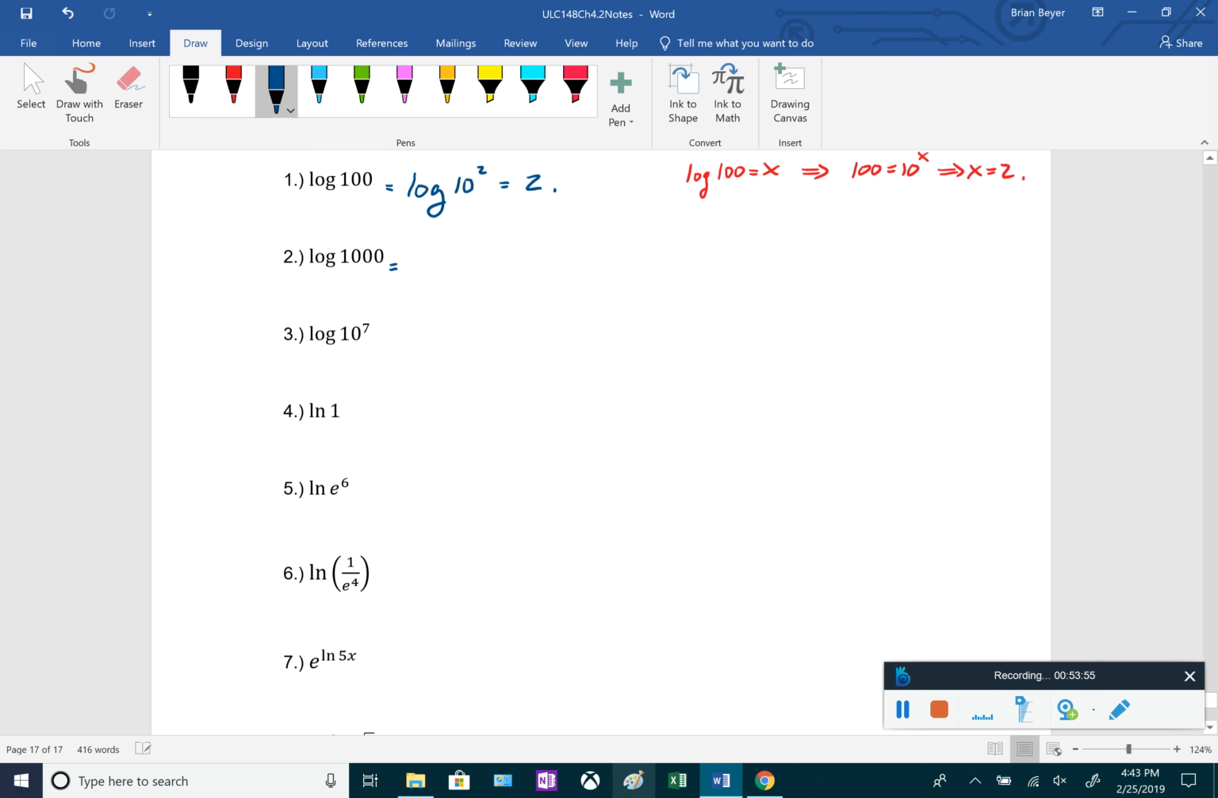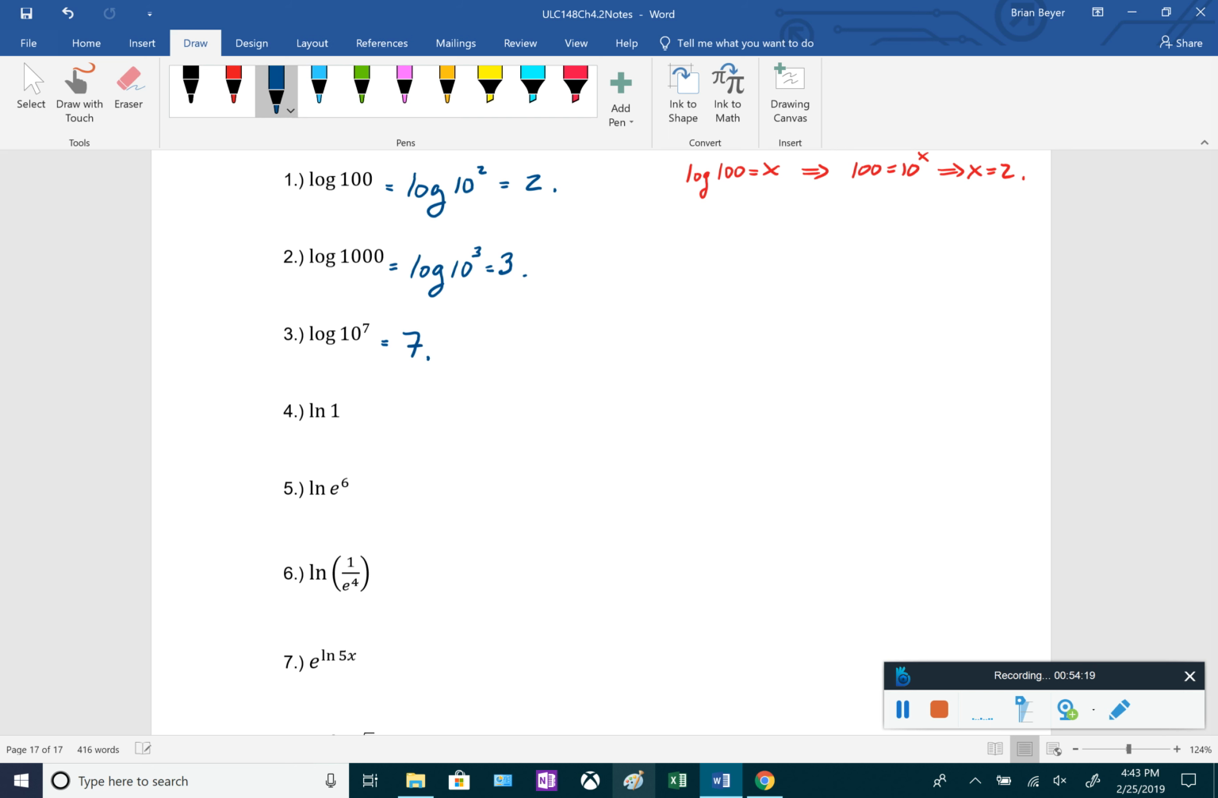Next one, log of 1000. Once again, this is base 10 because it's not written. So we could write this as log of 10 cubed. Inverse property, once again, base 10s cancel, we're left with 3. Or you could do it the way that I just wrote it out over on the right. Next one, log of 10 to the 7th. The base 10s cancel, so this is actually just 7.